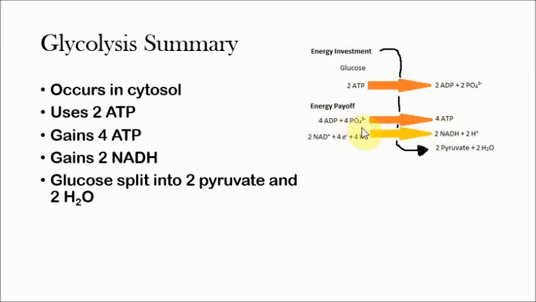Now, also in the energy payoff phase, you see that we actually have this NAD+, which is reduced to give us NADH. And when this happens, this NADH can then be used in the electron transport chain, like we mentioned earlier. And so that will actually be a source of energy later on. Now, as a whole, glycolysis uses 2 ATP, gains 4 ATP, gains 2 NADH, and you end up with 2 pyruvate and 2 water instead of glucose.